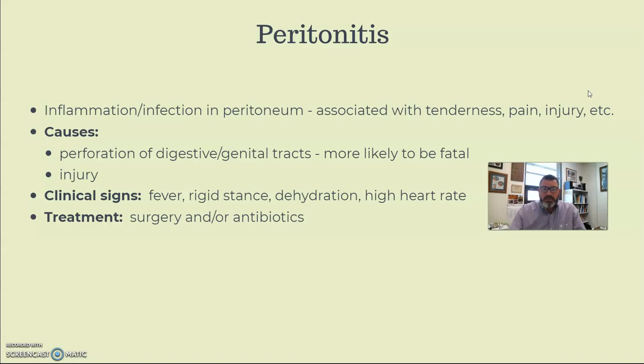Treatment for peritonitis can involve surgery for the right animal, the right candidate. You can go in there and open them up and suture that perforation closed, and or antibiotics. Sometimes if it's a mild case, antibiotics and just a little bit of supportive therapy will help get them through, and that small perforation will heal on its own.